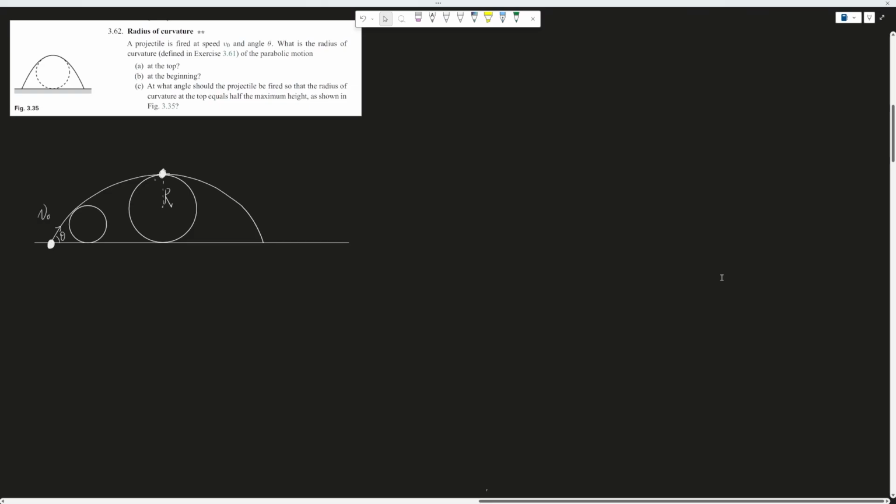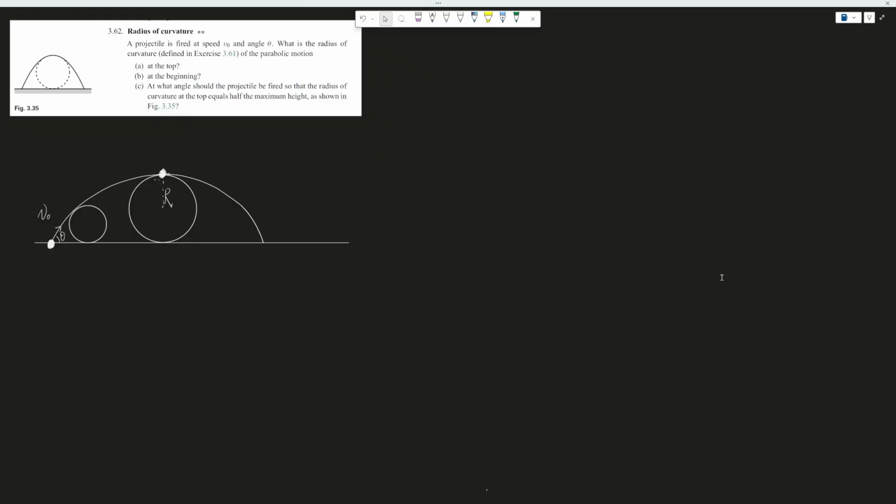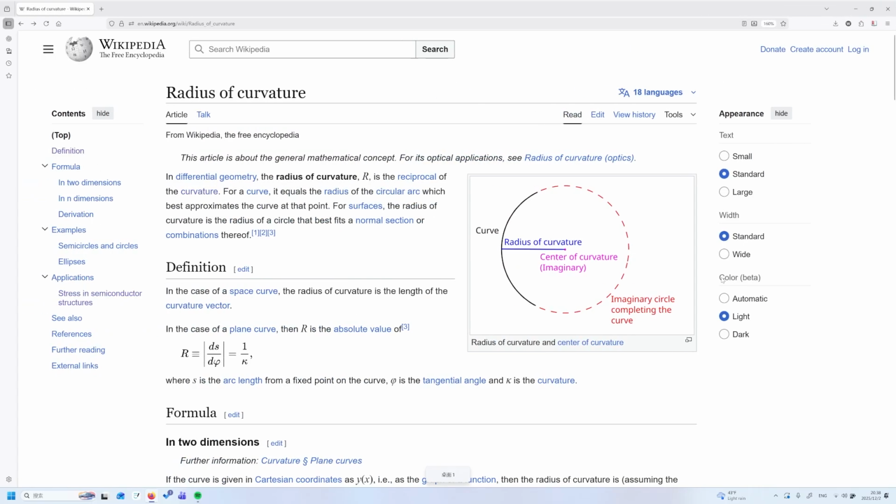Hi all. So today we will talk about exercise 3.62, radius of curvature. And we have this concept about radius of curvature. What is it? Let's go on to Wikipedia. Well, according to Wikipedia, the radius of curvature, r, is the reciprocal of the curvature. And what is that exactly?